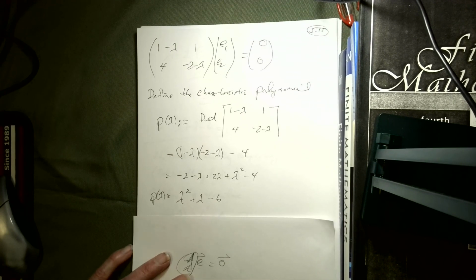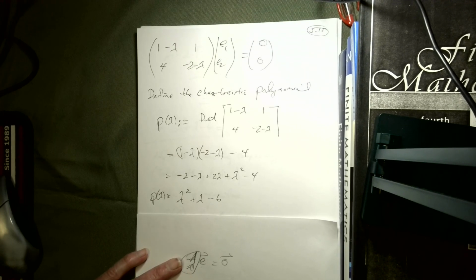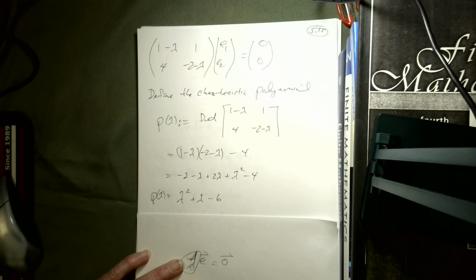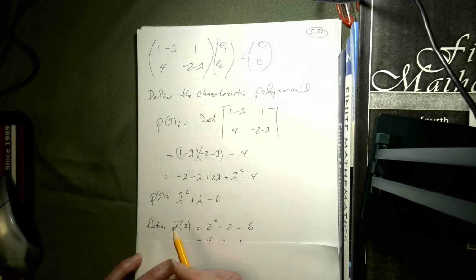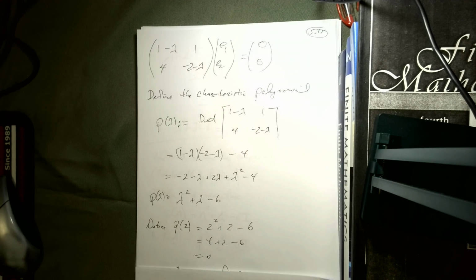Now, just to remind us about something: if I come up with a number so that when I substitute into a polynomial I get 0, it means lambda minus that number is a factor. So we just kind of play around here. If I put in a 2, I get 4 plus 2 minus 6, which is 0, which means lambda minus 2 is a factor.